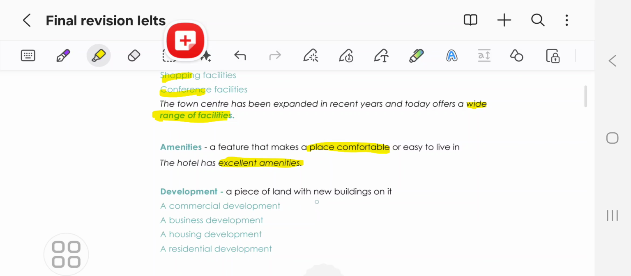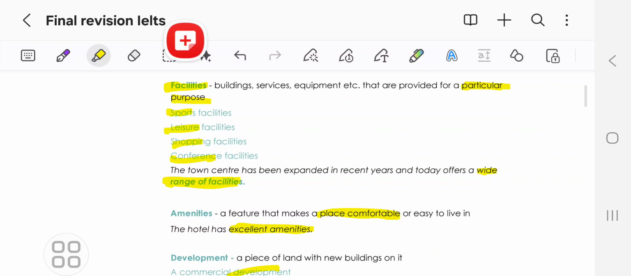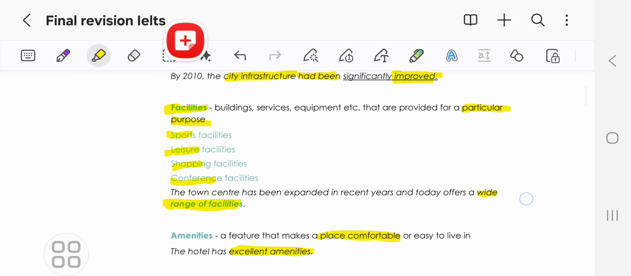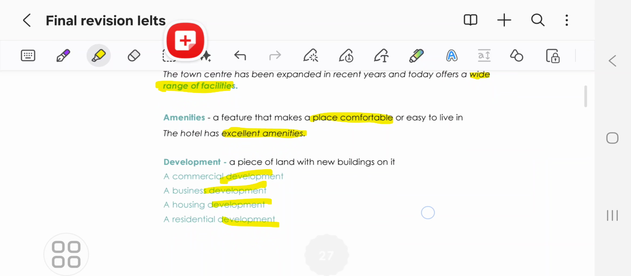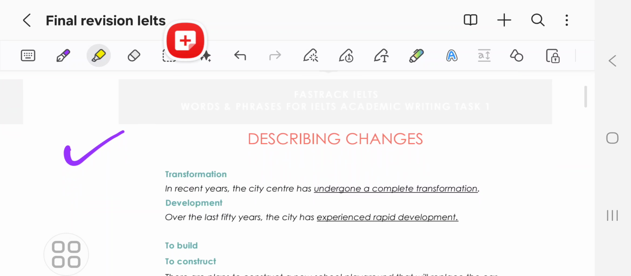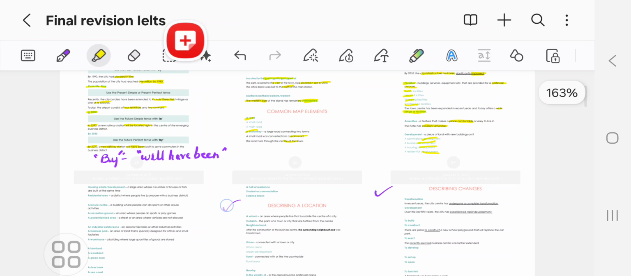Development: a piece of land with new buildings on it. So you can say commercial development, business development. So these you can use. Amenities, you can use it. The hotel has excellent amenities. You can use the word like that. You can talk about facilities, basically sport facilities, leisure facilities. So I'm talking about some words: infrastructure, facilities, amenities, development, like that. So you can use the words like that.